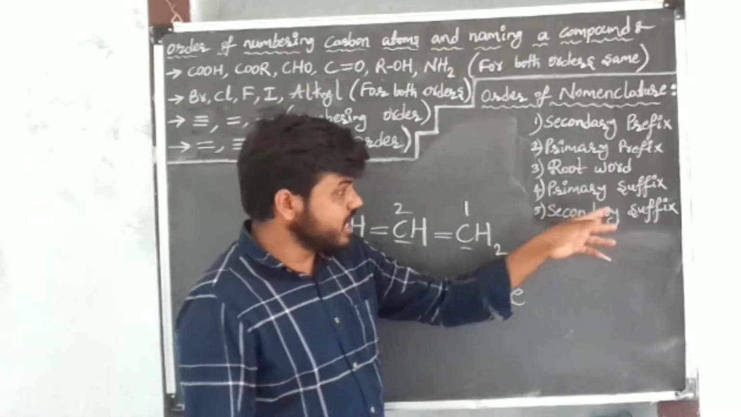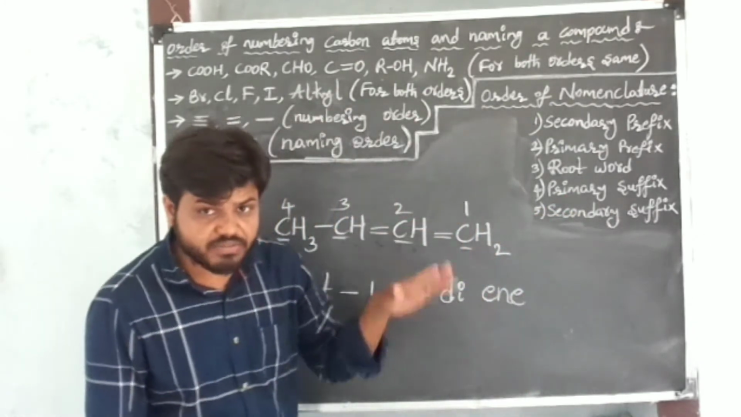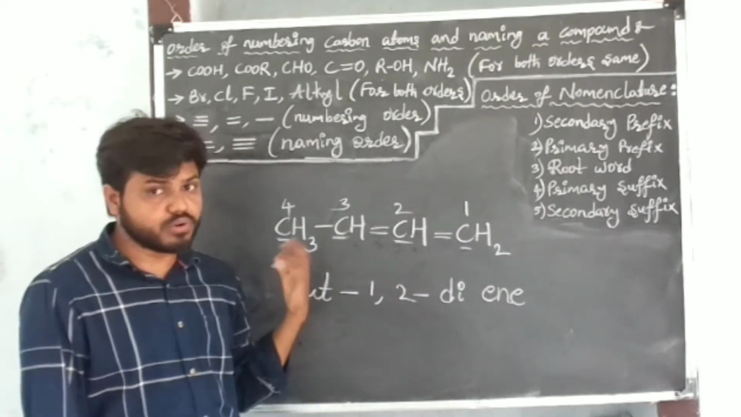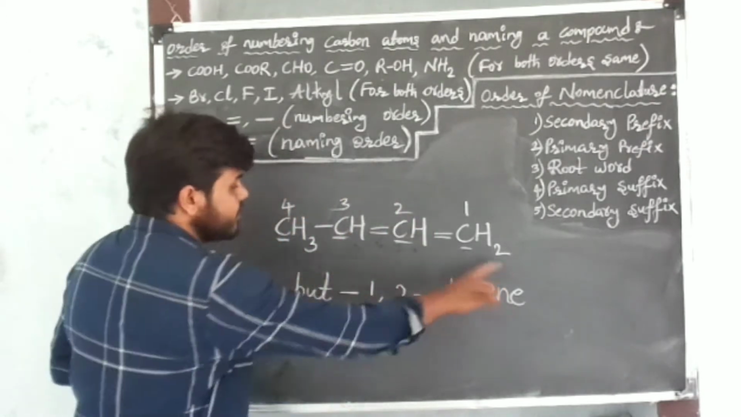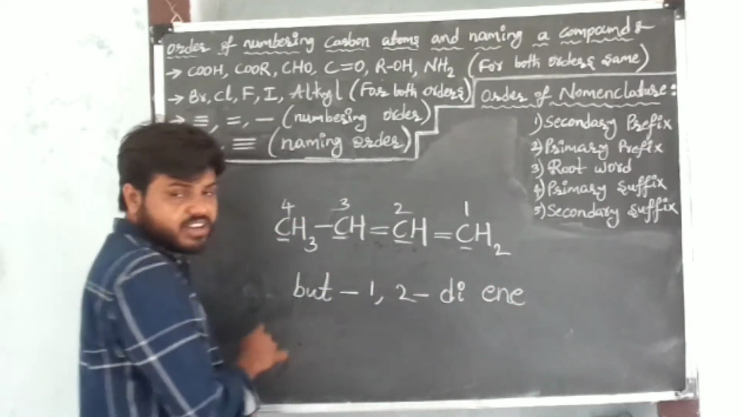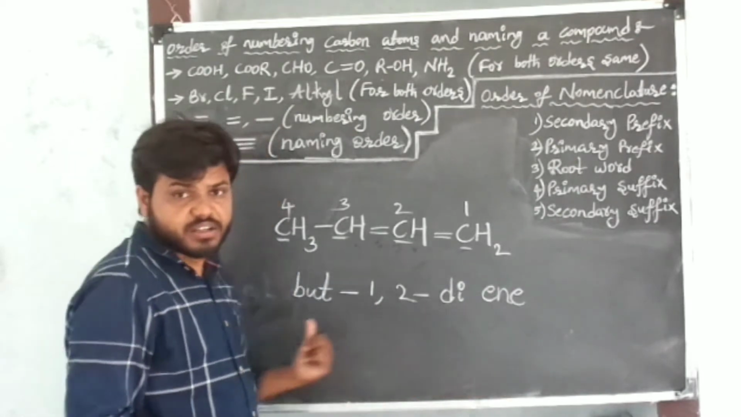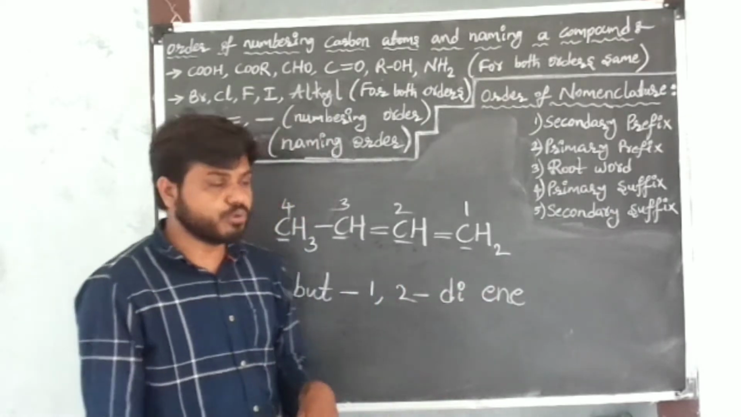After writing the primary suffix, go to the secondary suffix. Secondary suffixes are functional groups. No functional groups are present in the given carbon compound. So our required IUPAC name of the given carbon compound is but-1,2-diene. But-1,2-diene is the IUPAC name of the given carbon compound.